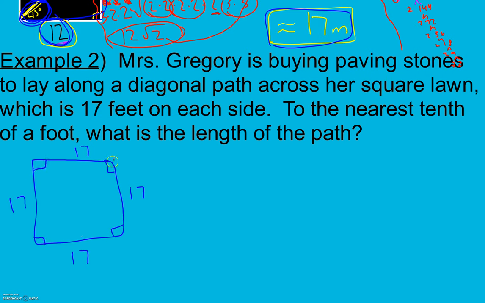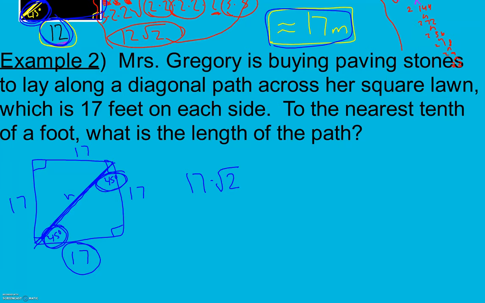And we want the diagonal, so we're going to go from one corner to the other, which means we cut that angle in half, and instead of being 90, now they're 45. And we want to know what is the length of the path, what is the length of this diagonal. So to find our hypotenuse, I can take my side length and multiply by the square root of 2. And again, that's because I have a square to start with, and two of the same angles.